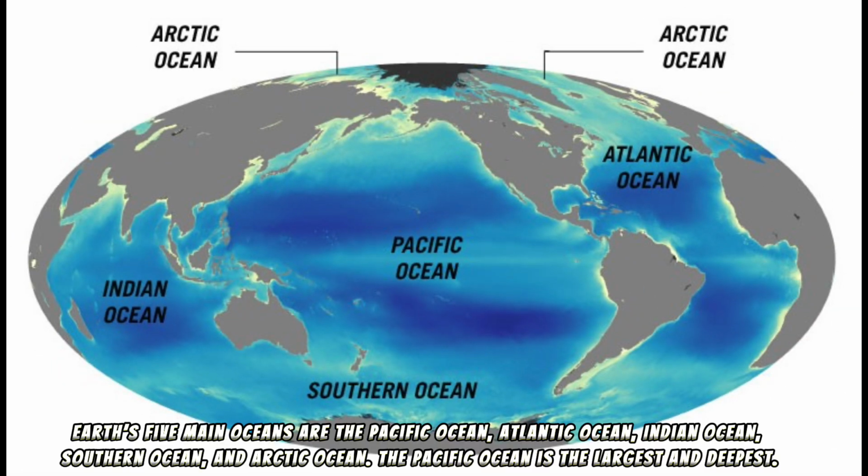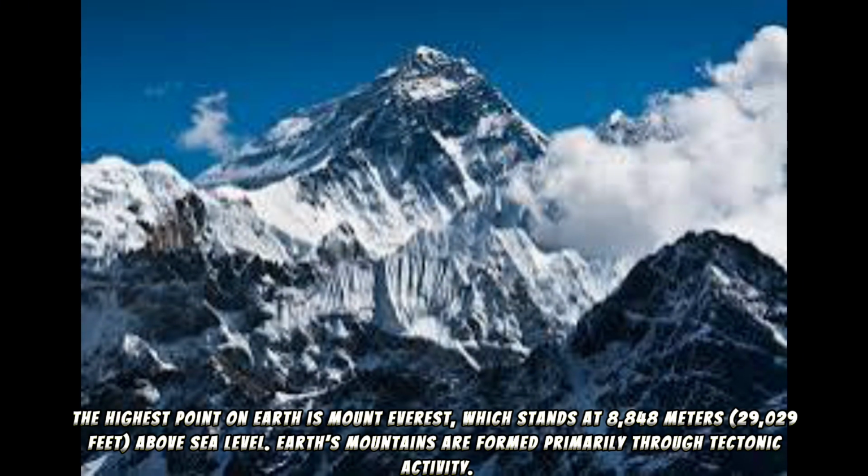Earth's 5 main oceans are the Pacific Ocean, Atlantic Ocean, Indian Ocean, Southern Ocean, and Arctic Ocean. The Pacific Ocean is the largest and deepest. The highest point on Earth is Mount Everest, which stands at 8,848 meters, 29,029 feet, above sea level.